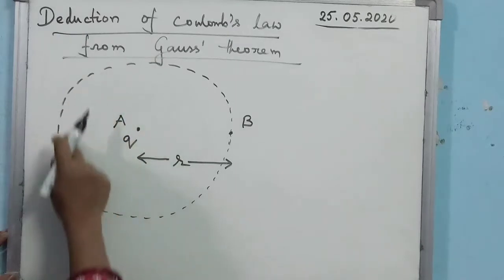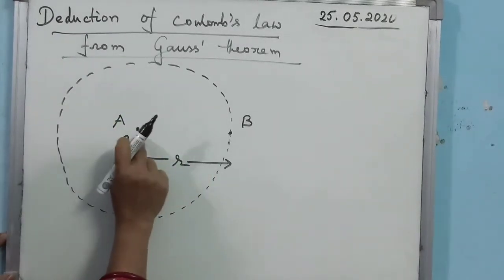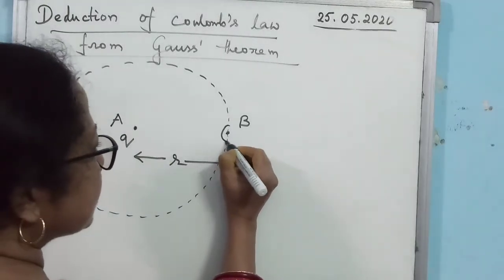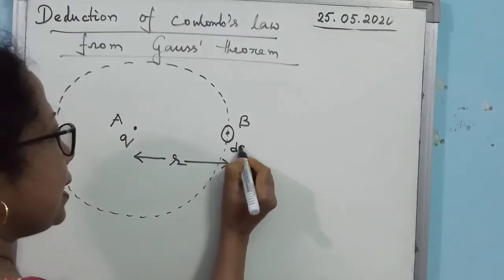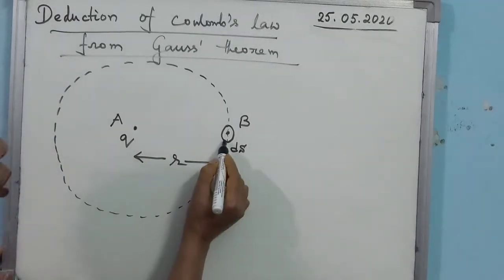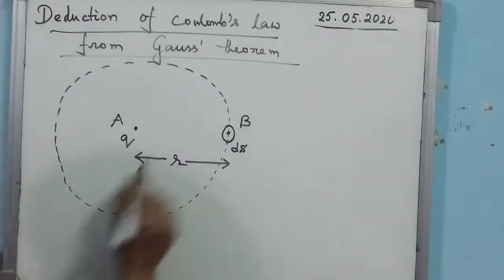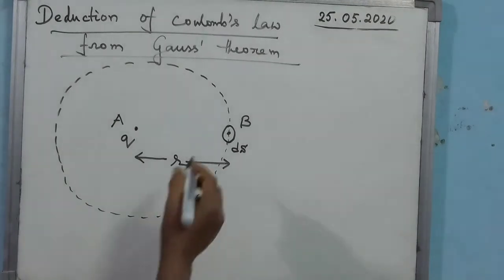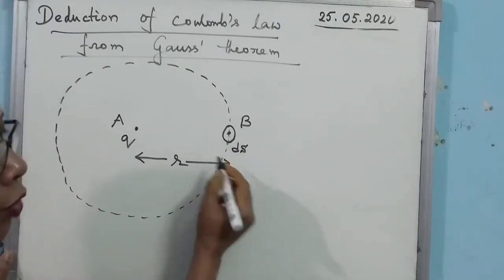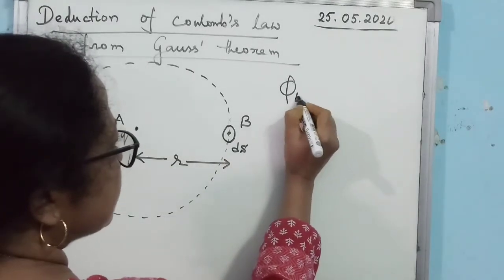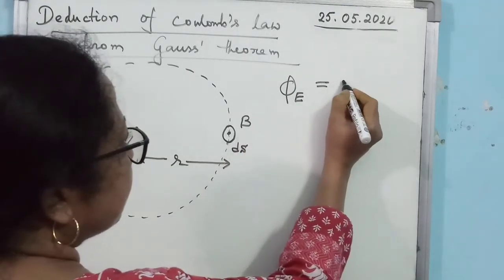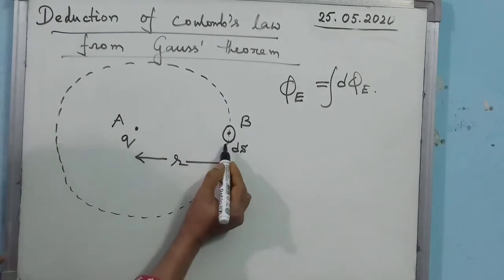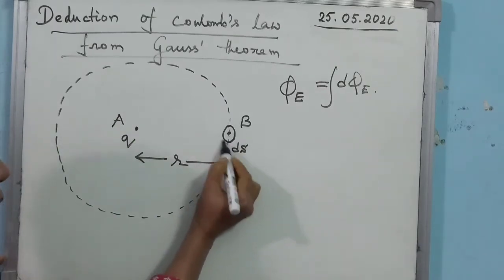I have chosen a sphere, and at the center of the sphere the point charge is situated. Now if you consider a small surface ds, then what is the amount of electric flux through the small surface ds? According to Gauss's theorem, you can write this as the integration of d phi e, where d phi e is the electric flux passing through this small surface.